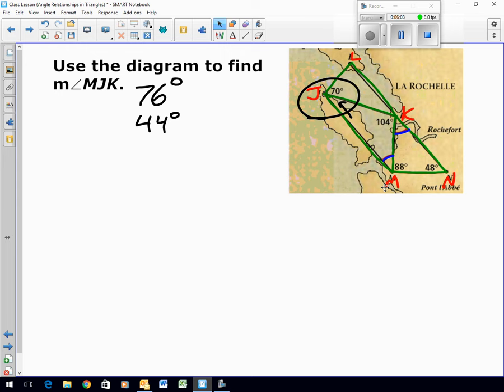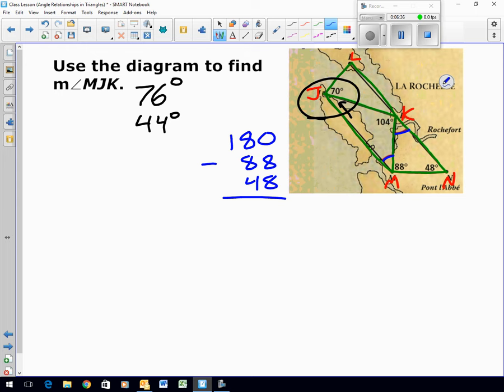The life principle you need to hear is this, young people: there are times in life where you must use what you've got to get what you want. So I'm going to use what I've got. I've got 88 degrees and 48 degrees, and that is enough to tell me what angle K is going to be. If I take 180 and subtract 88 and 48, what do you get? 44. So this angle measurement is 44.